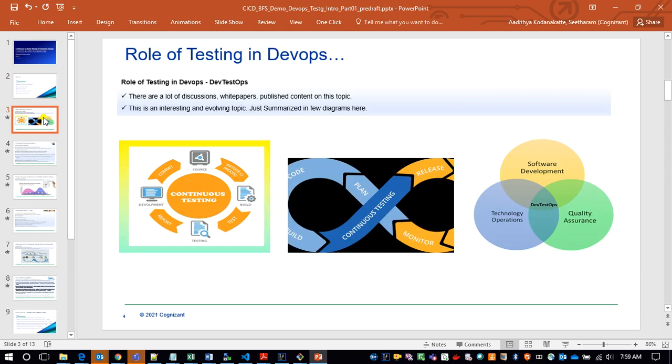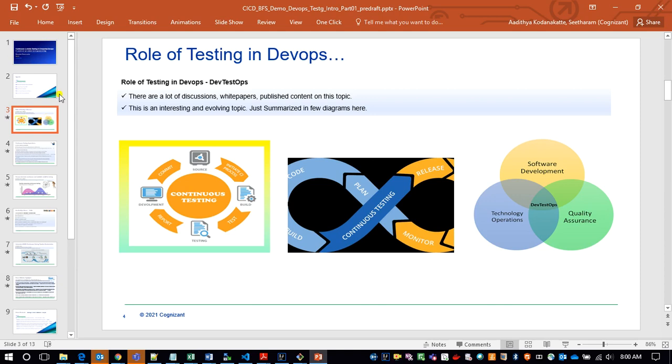So, role of testing in enterprise DevOps. There are a lot of discussions and white papers and published content on this topic. You can go and check them out. I have just tried to get the gist out of that in a few diagrams that I'm showing here. The message that we get from all these blogs, content, white papers and discussions is that testing is a core part of the DevOps lifecycle.